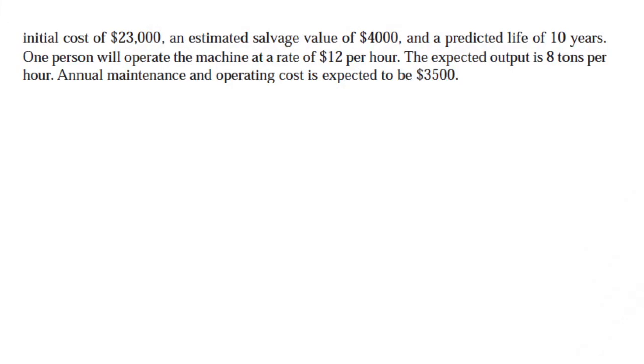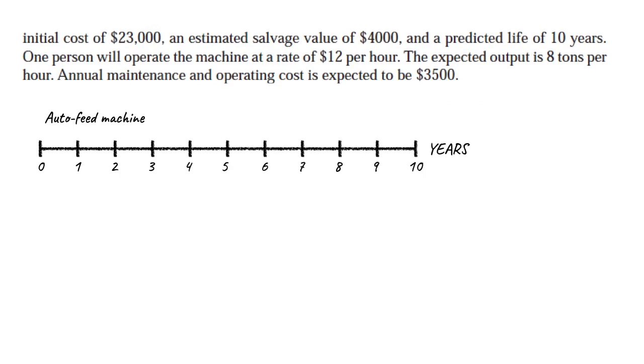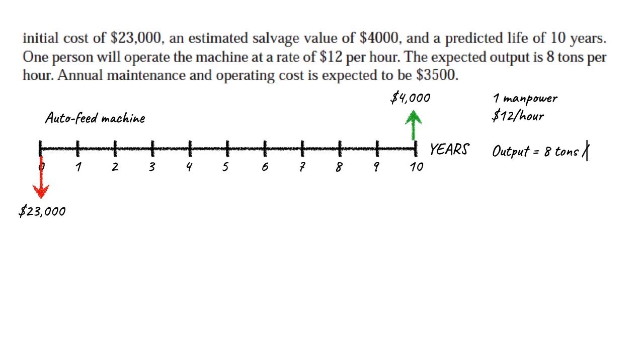For the auto fit machine, it has a predicted life of 10 years and the initial cost is $23,000, with a salvage value of $4,000 at the end of 10 years. One person is required to operate the machine at a rate of $12 per hour. The expected output from this machine is 8 tons per hour. There is also an annual maintenance and operating cost, expected to be about $3,500. So this is the cash flow diagram of the auto fit machine.